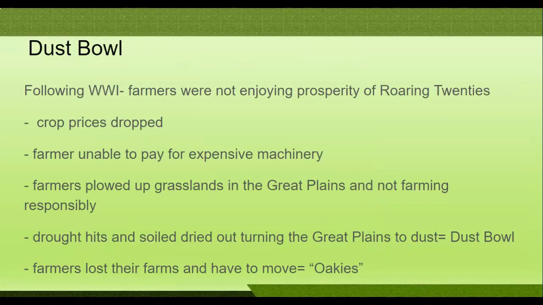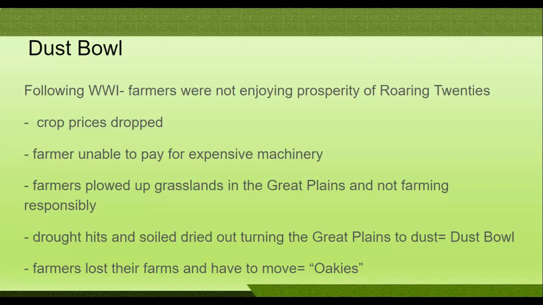All right. Another problem that happens is the Dust Bowl. So again, farmers are not in a really good place, right? Because their prices are dropping, so they're not making money. And if they're not making money, they can't afford to pay for all the new technology that's coming out. Farmers were buying all this equipment and machinery, but the prices of the crops are dropping and they're not making money, so they can't pay for their expensive machinery.